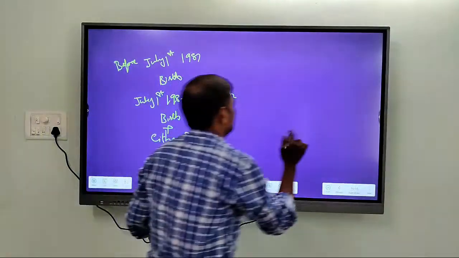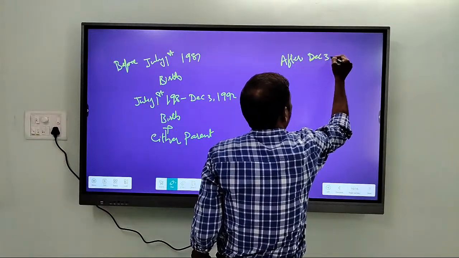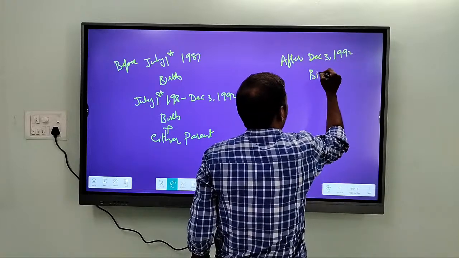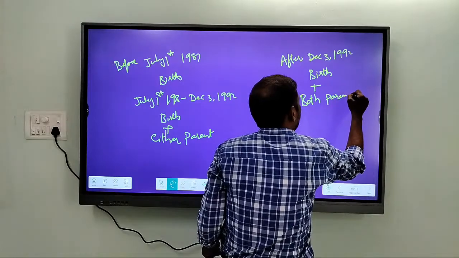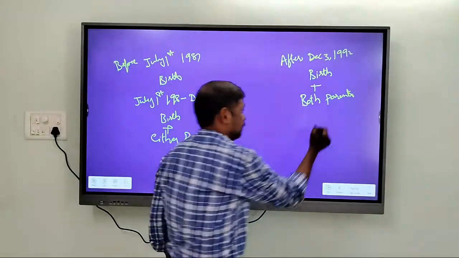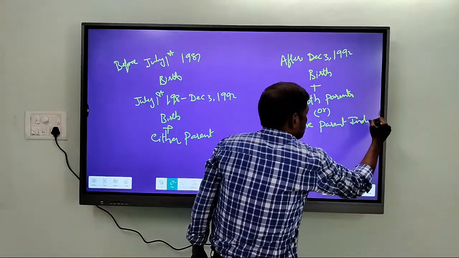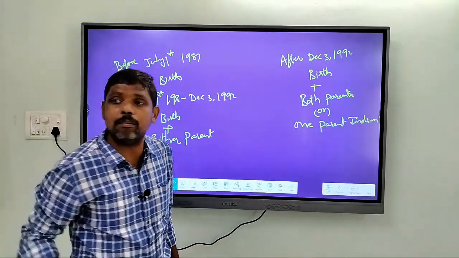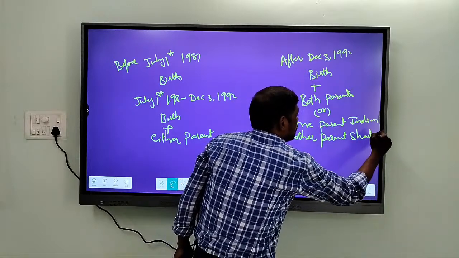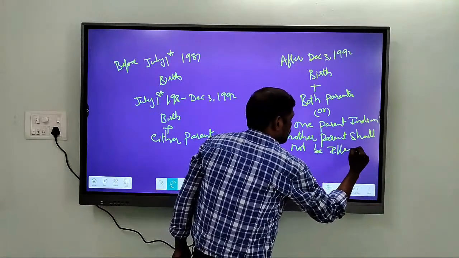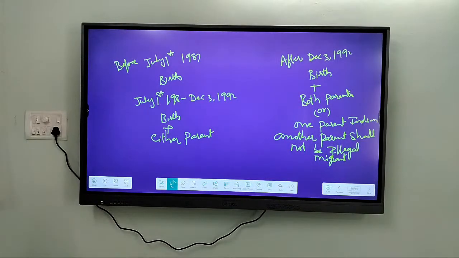Later, again the laws were changed. All those individuals who are born after December 3rd, 1992 are treated as citizens of India by birth, provided both the parents are Indian citizens, or one of the parents is Indian and the other parent should not be an illegal migrant. So these are the conditions.